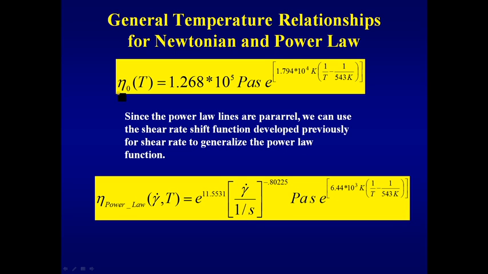So we now have our complete Newtonian viscosity curve, and now we'll go back and put in the constants that we found before, since the slopes of these lines are all the same for the slope part of the power law viscosity function, and we now have a complete temperature dependence of this, also based on this reference temperature.